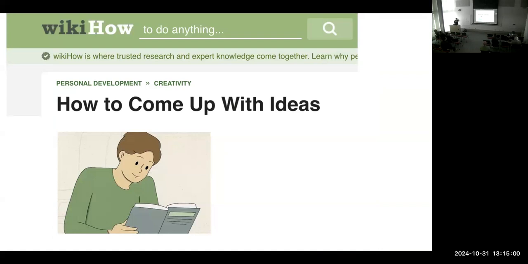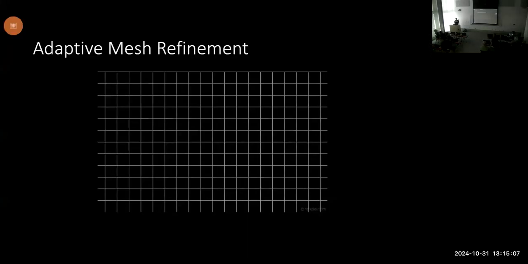And well, I figured that maybe ideas I didn't have any, but problems I had many. So I started with problems. So one thing that our code does is adaptive mesh refinement.